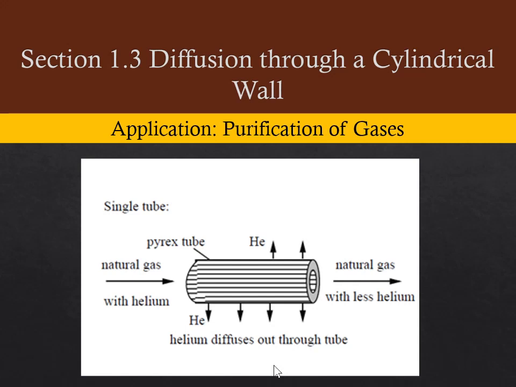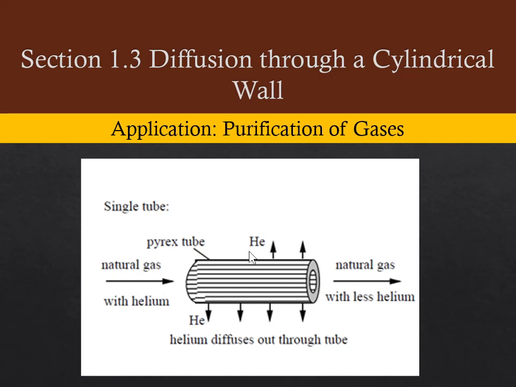All right, so let's go ahead and take a look now at section 1.3, diffusion through a cylindrical wall. So our application here is for the purification of gases. And one of the purification processes that is proposed for natural gas that has helium in it is to separate the helium out from the natural gas by diffusing it through Pyrex tubing.